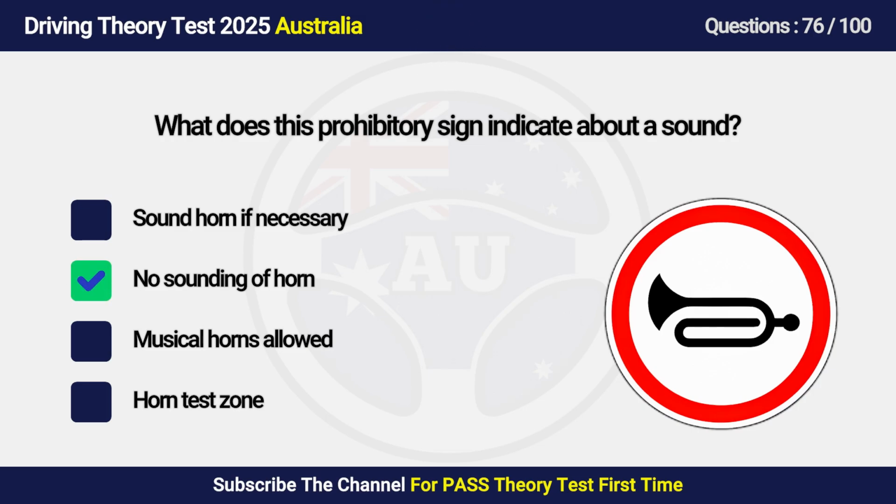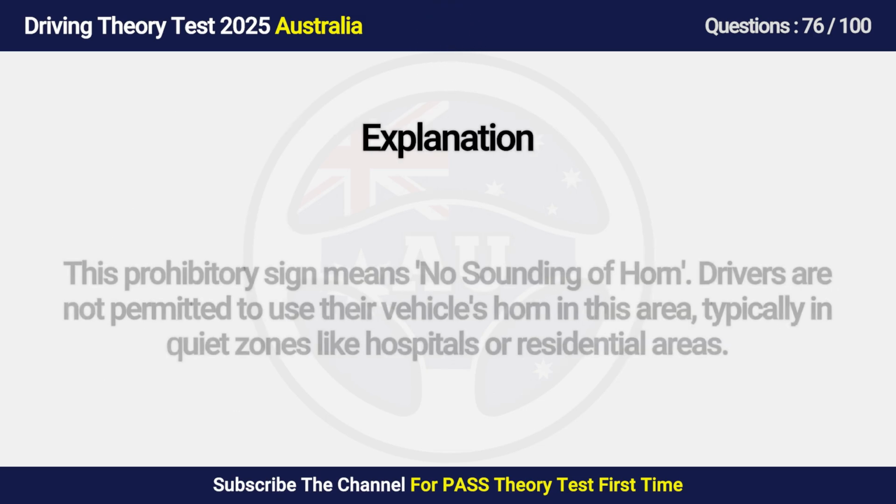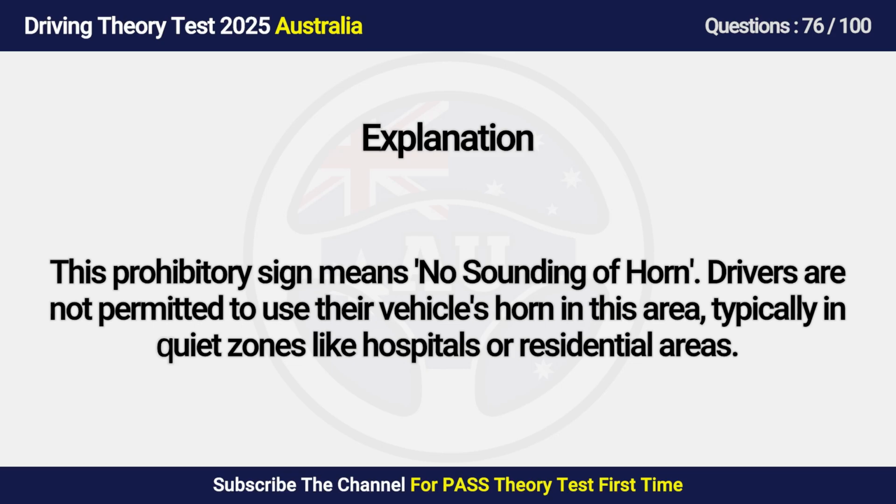Answer is B, no sounding of horn. This prohibitory sign means no sounding of horn. Drivers are not permitted to use their vehicle's horn in this area, typically in quiet zones like hospitals or residential areas.